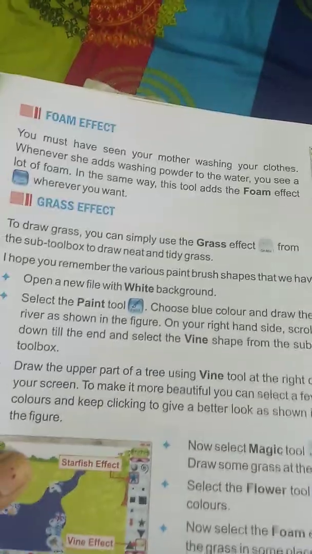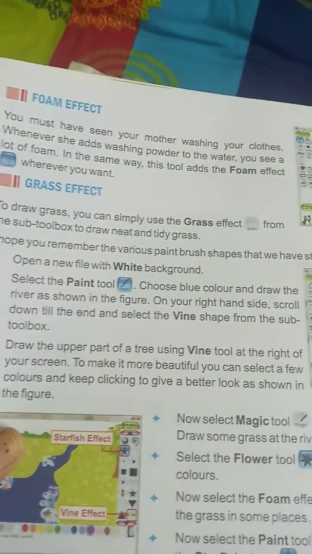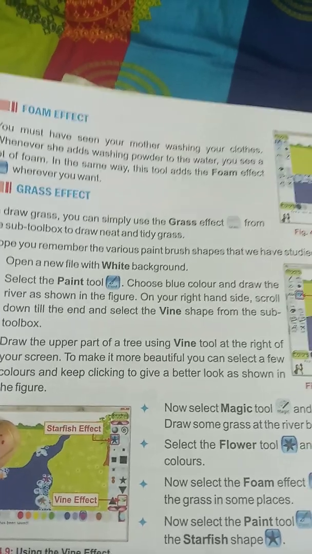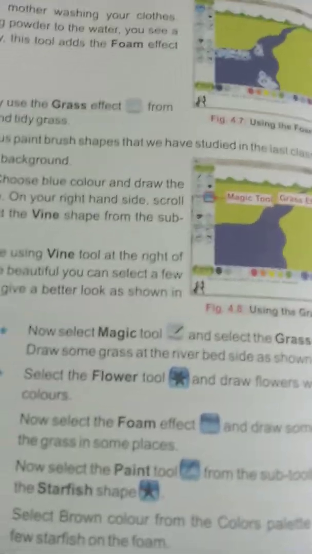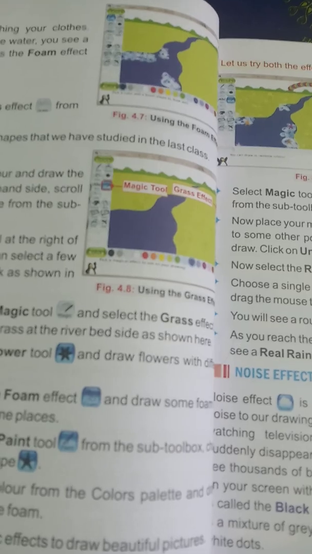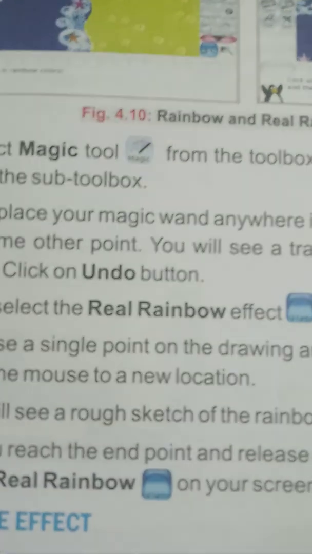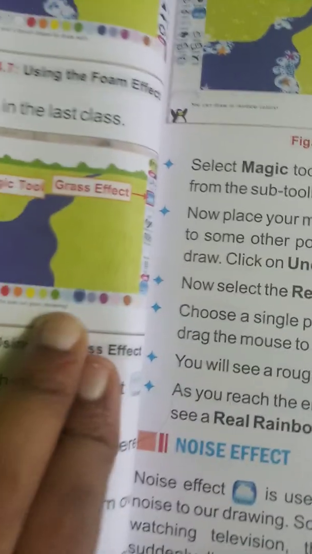Grass effect. To draw grass, you can simply use the grass effect from the sub toolbox to draw neat and tidy grass. Okay, so whenever we are adding any type of effect, we will first go in magic tool, then we'll apply the grass effect. What does the grass effect do? You're getting here, it looks like grass, no? You can see from your book also. If we want to insert grass, we can use the grass effect and it will look like this.